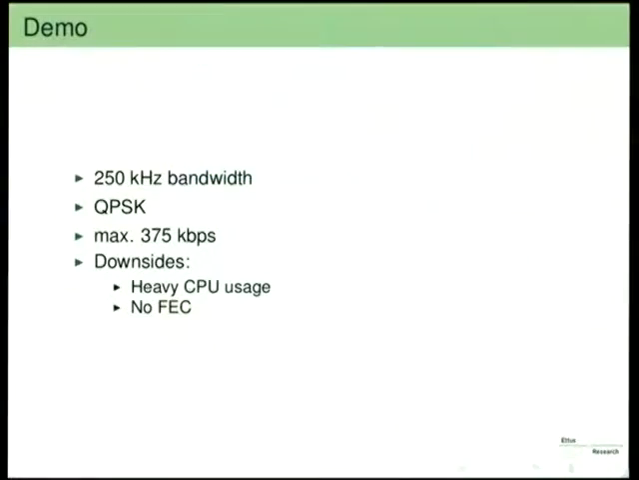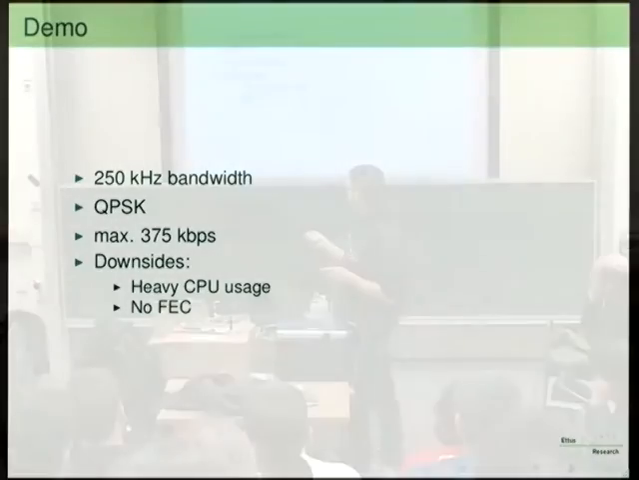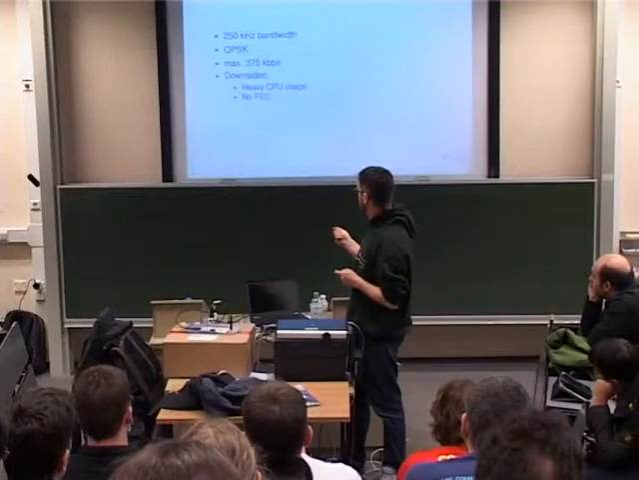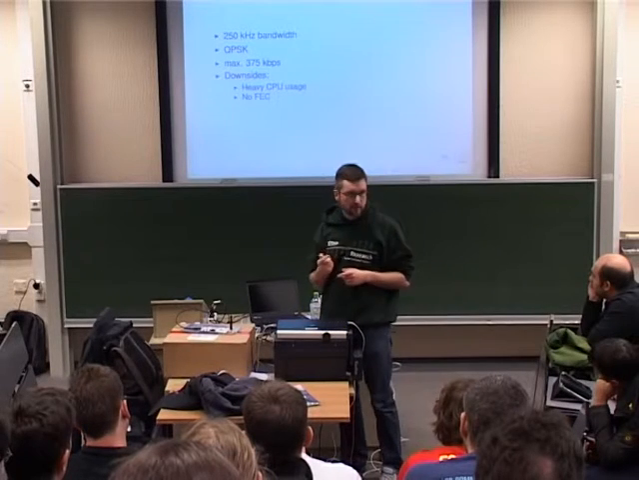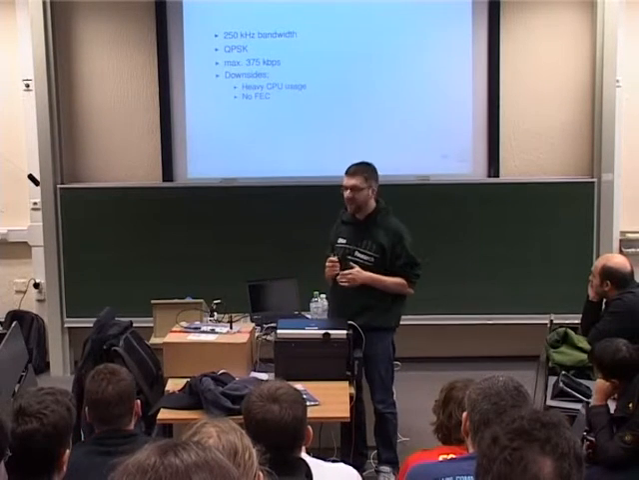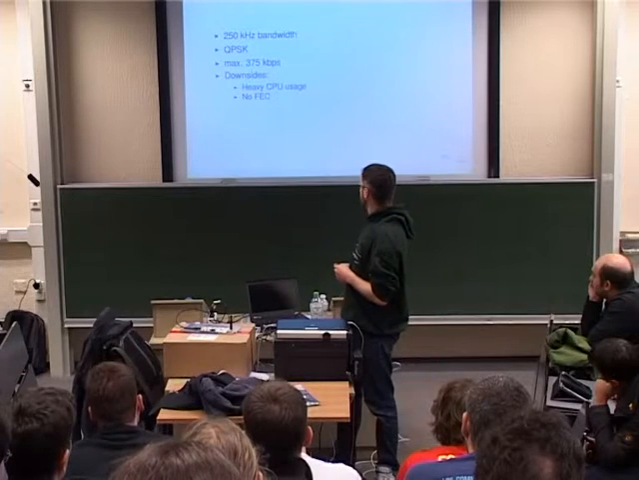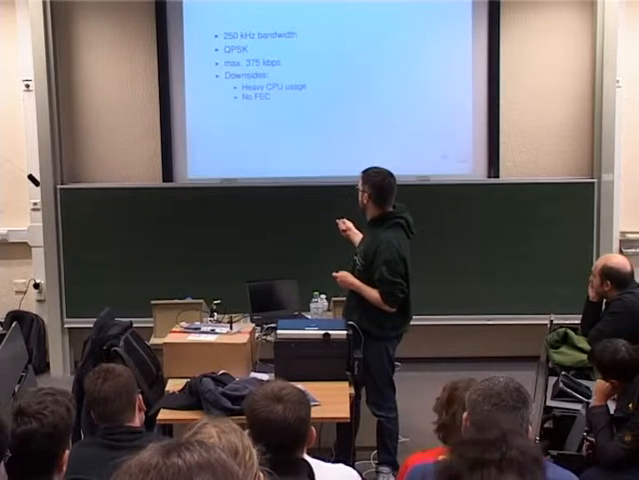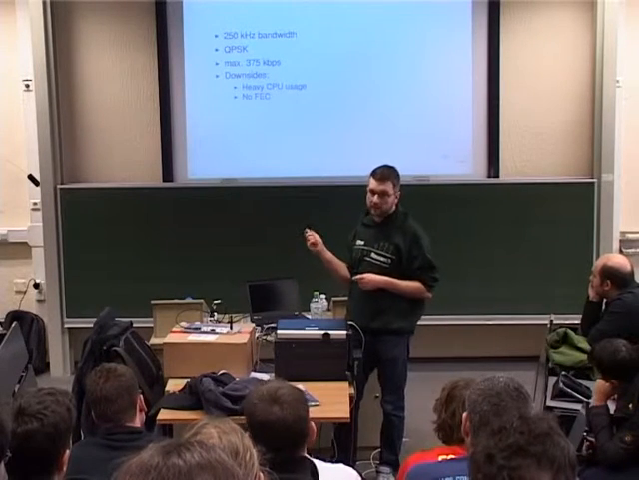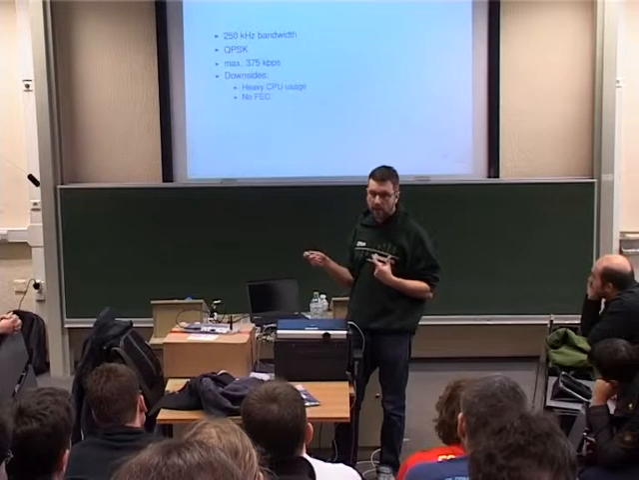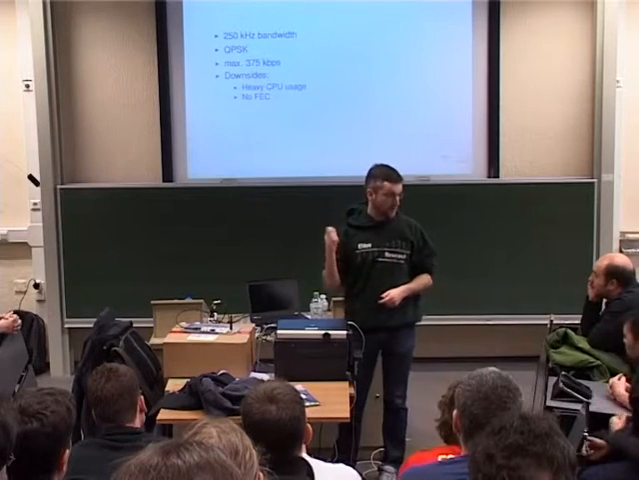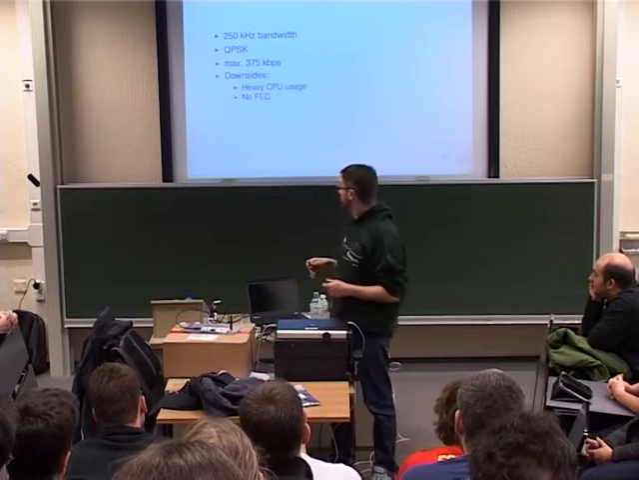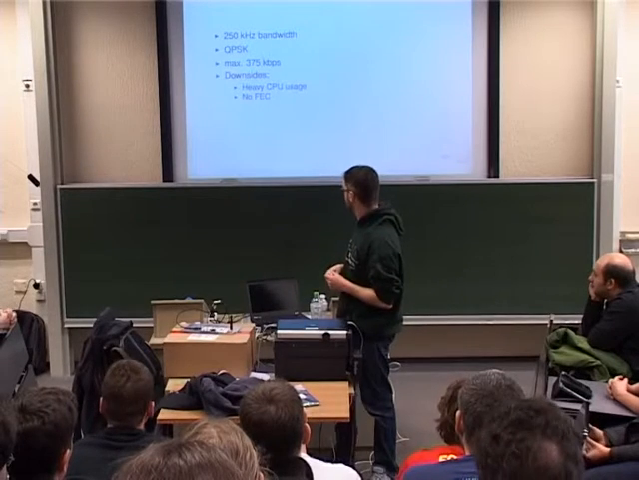In this demo that I was just demonstrating, I'm using 250 kilohertz of bandwidth, which isn't much. With QPSK modulation, if you do the math, you get 375 kilobits. But that's the maximum value. It's always less than that because I'm not accounting for headers, and if you add forward error correction, which I'm not doing here, then it'll go down further.